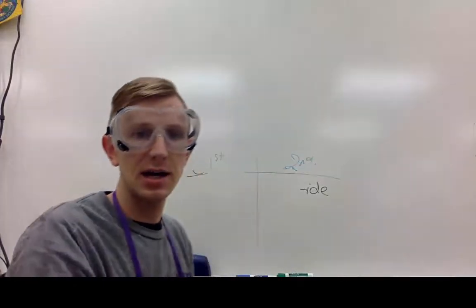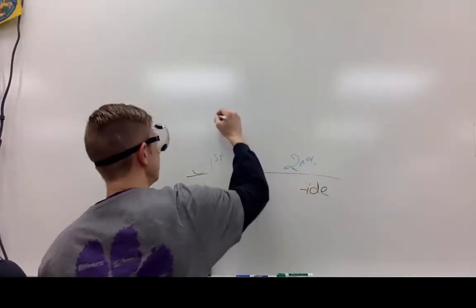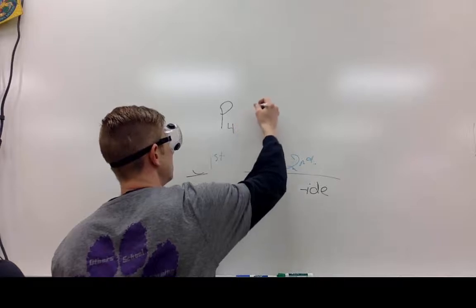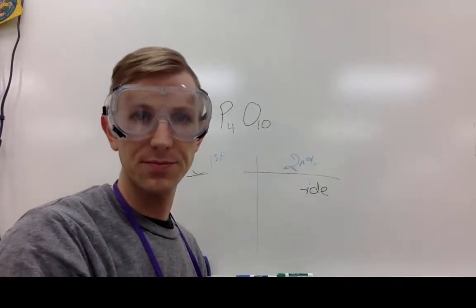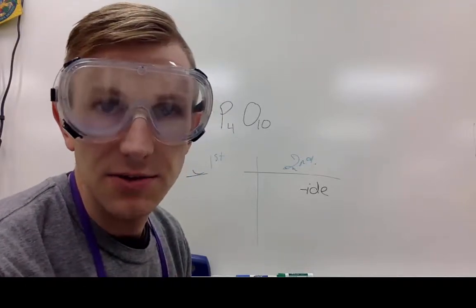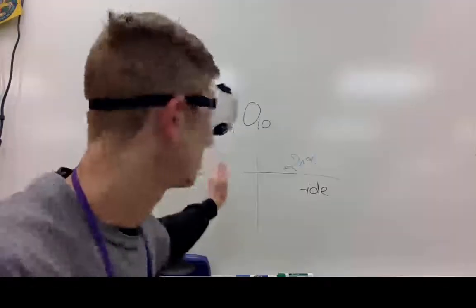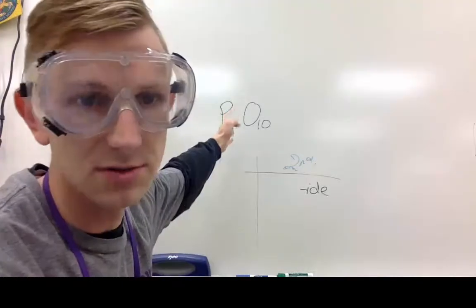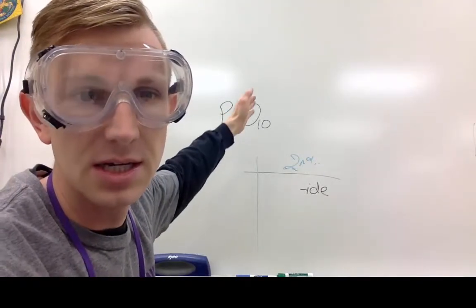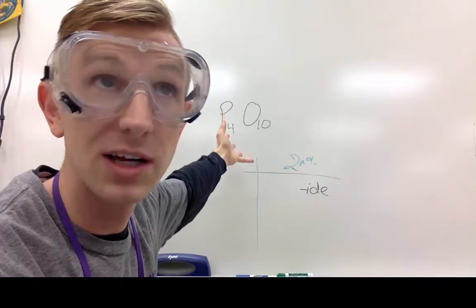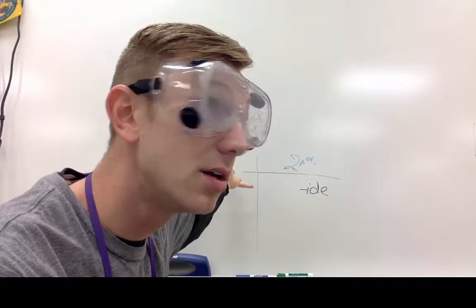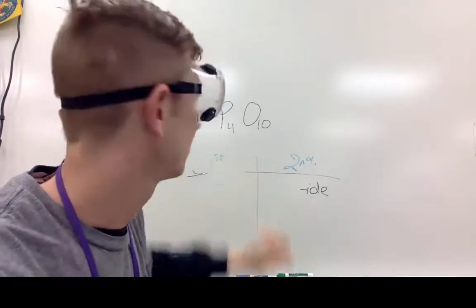All right? So we're going to take a look at something. If I had this right here, P4O10, and I needed to figure out how to name it, I needed to look at the first element in there, which is phosphorus. Except I need to put the prefix on there. And remember, the prefix for 4 is tetra. So I would call this tetraphosphorus.